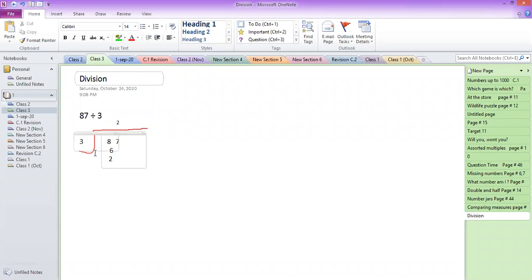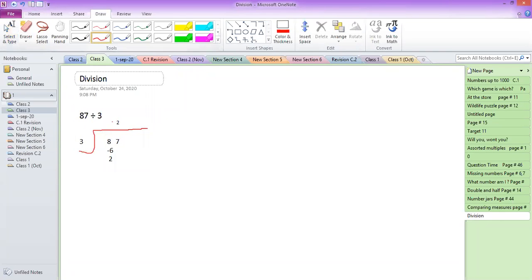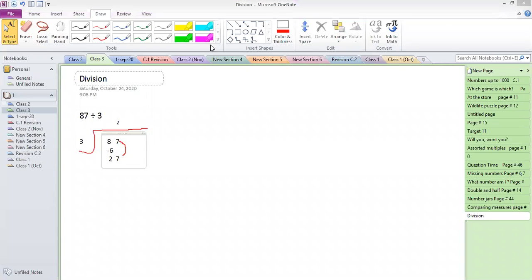Now 2 doesn't come in the table of 3. So what you will do, you will drop down this 7 here. This 7 was here. Now you will write this 7 here. So it will become 2 and 7. It will become now 27. Now check the table of 3. In the table of 3, 27 comes.